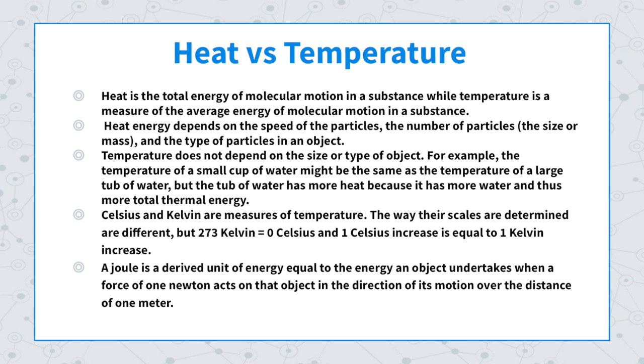For example, the temperature of a small cup of water might be the same as the temperature of a large tub of water, but the large tub of water has more heat because it has more water and thus more thermal energy. Celsius and Kelvin are measures of temperature. The ways their scales are determined are different, but 273 Kelvin equals 0 Celsius, and 1 Celsius increase is equal to 1 Kelvin increase. A joule is a derived unit of energy equal to the energy transferred to an object when a force of 1 Newton acts on that object in the direction of its motion over a distance of 1 meter.